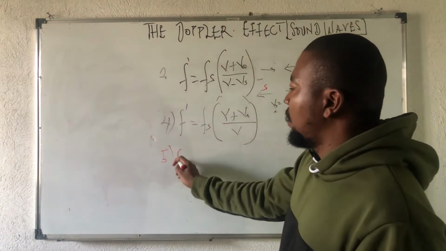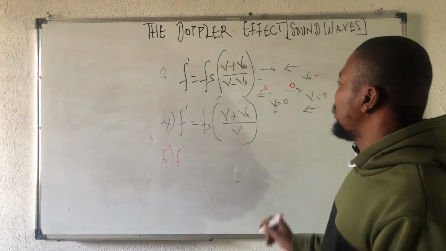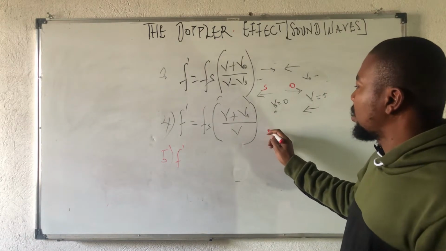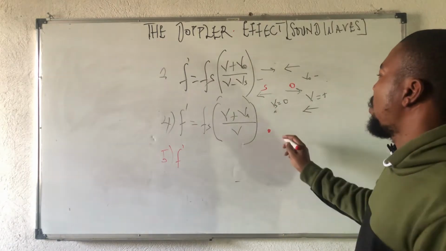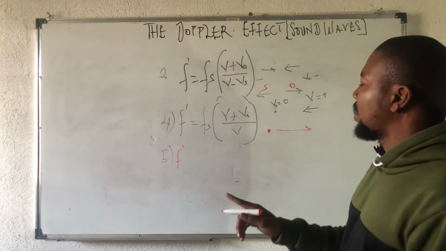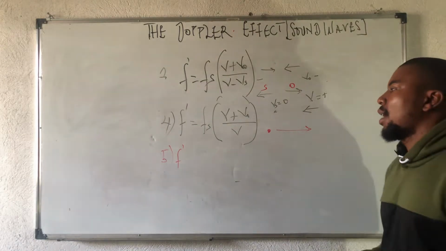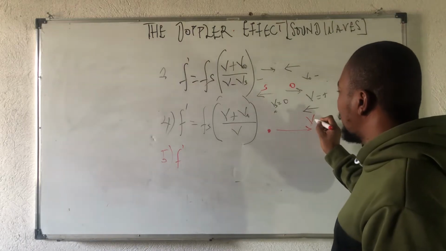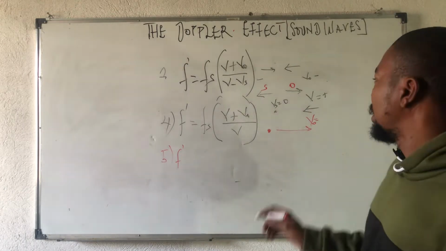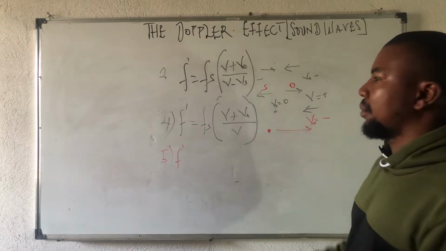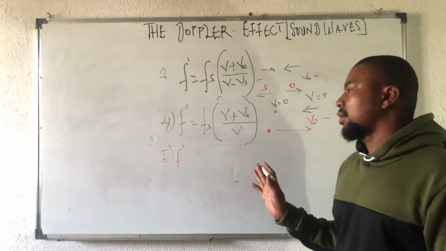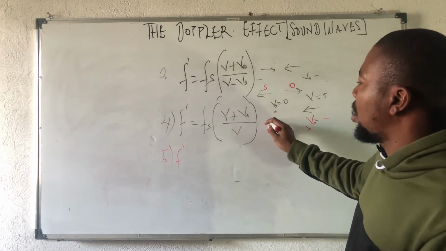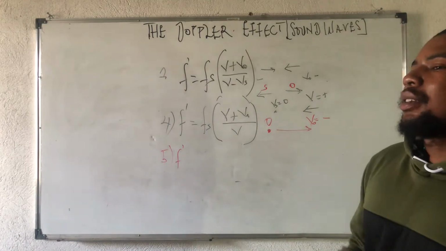Okay, in this case, this is a situation whereby the source is stationary while the observer moves away from it. As the observer moves away from the source, the velocity of the observer is going to be negative because it's going away from the source, while the source velocity becomes zero because it's stationary.